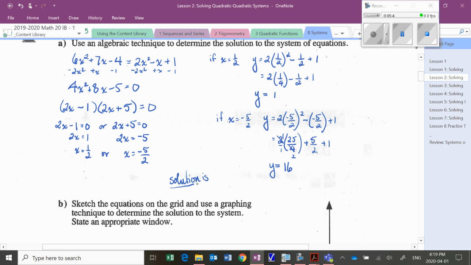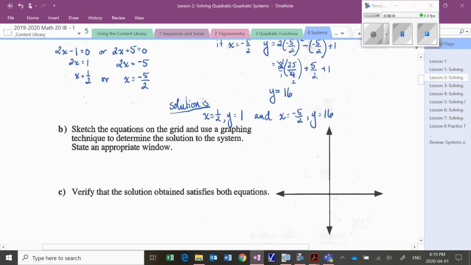So just to be clear then, our solution is, or are, because there's 2 points, we want to be clear, we've got x equals 1/2 and y equals 1, as well as x equal to negative 5 halves, and corresponding is y equals 16. You could also write those as 2 ordered pairs as well.